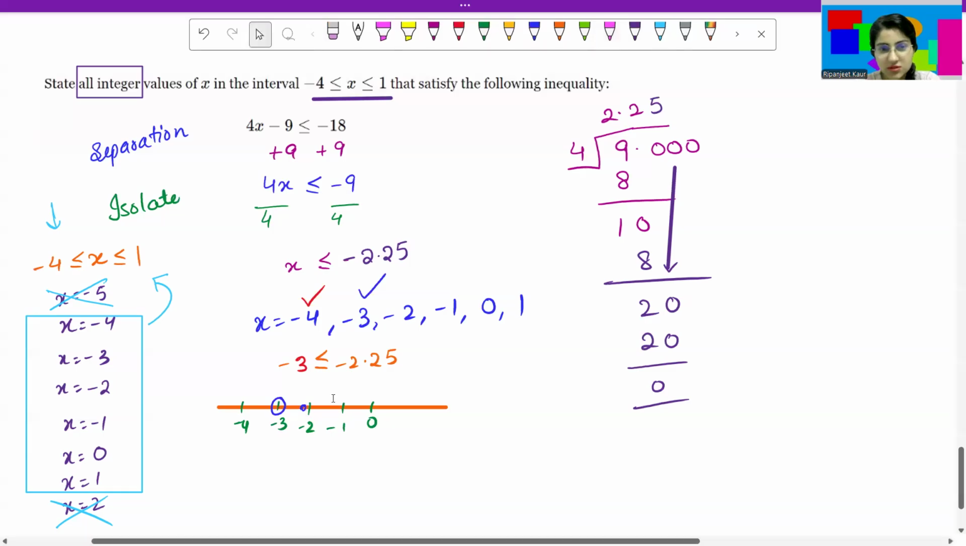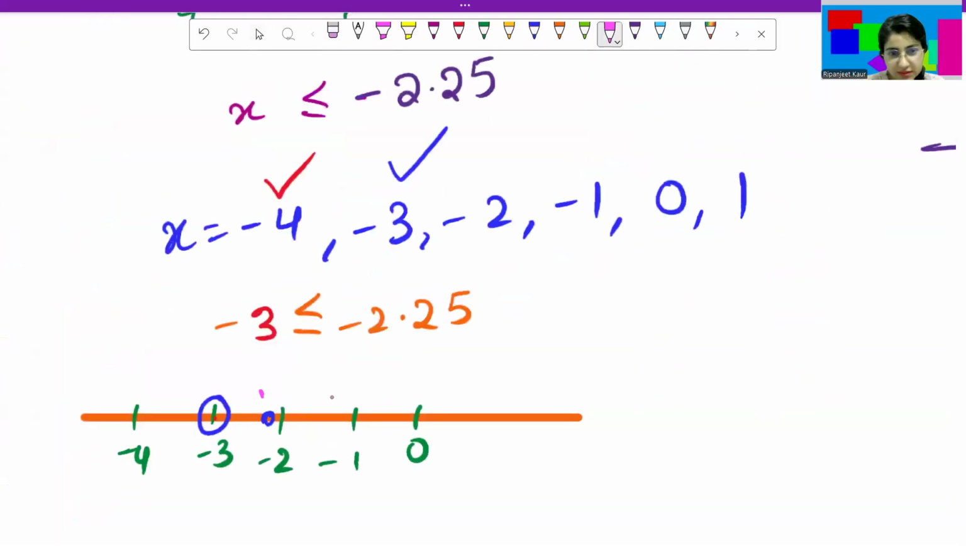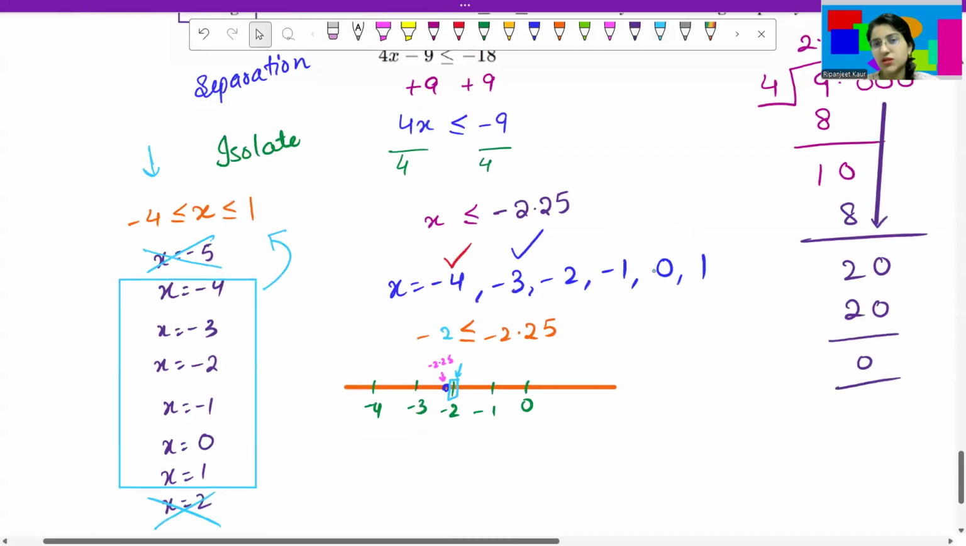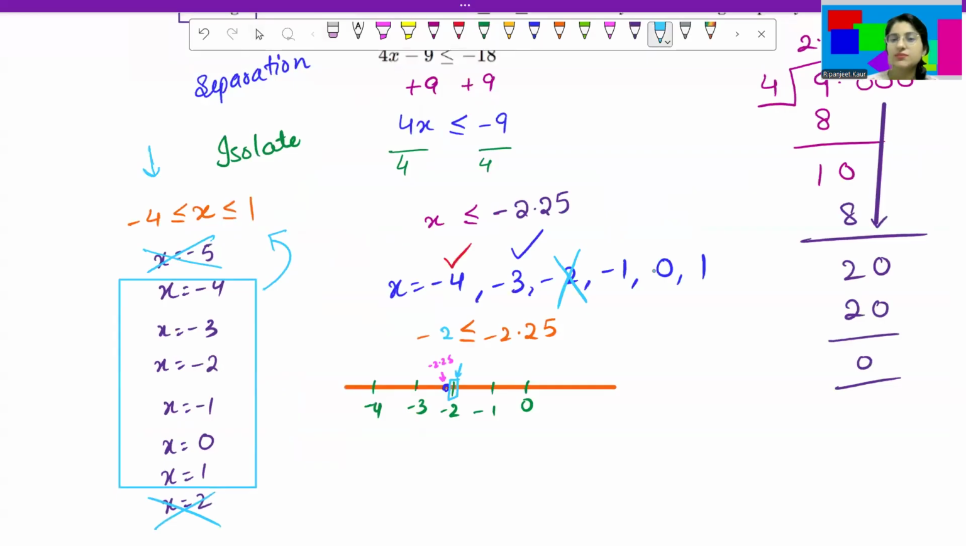See, if I just zoom in over here, this is negative 2.25 and the number that we have chosen to compare with is negative 2. Let's say here is negative 2. Do you think this negative 2 is less than or equal to negative 2.25? It's greater, right? So even by 2.25, it's greater. So that means this cannot come in our answer, right?